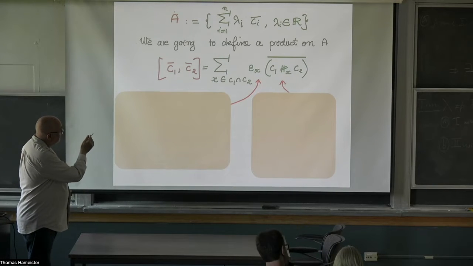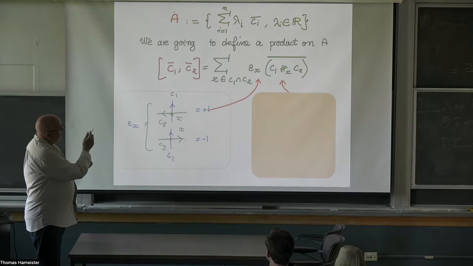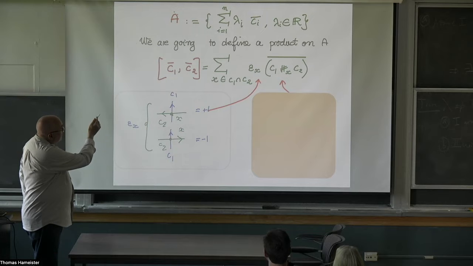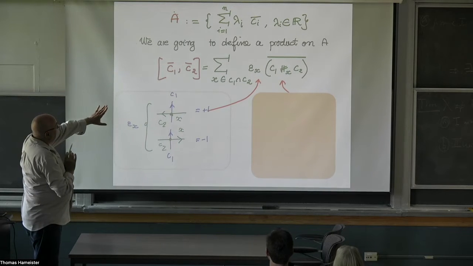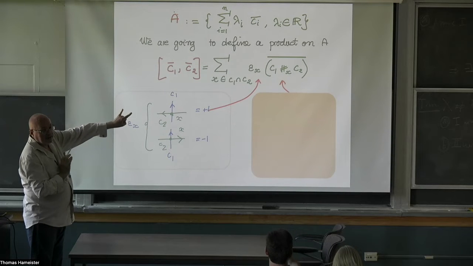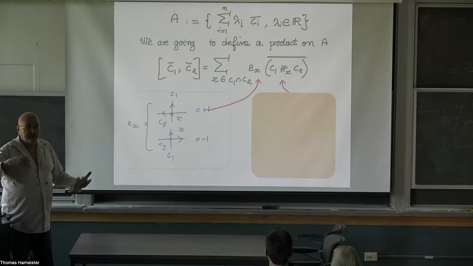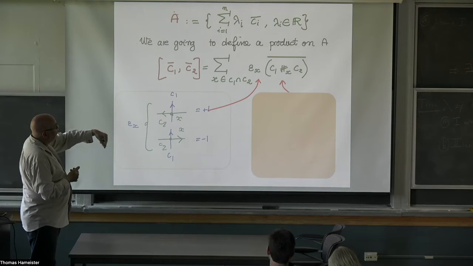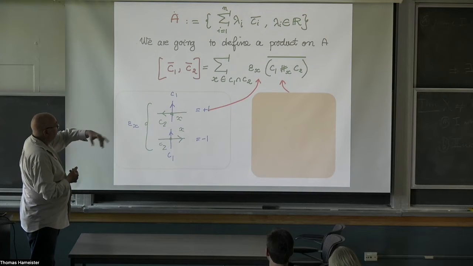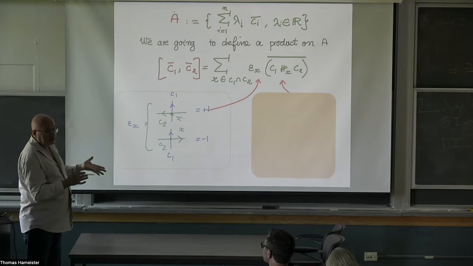I take the sum over the intersections. So I pick representatives of my classes, C1 and C2. I'll assume these two curves intersect transversally in only finitely many points. And then I take the sum over the intersections of epsilon x. This is a sign which is either +1 or -1, which corresponds to the orientation, so your surface has to be oriented.